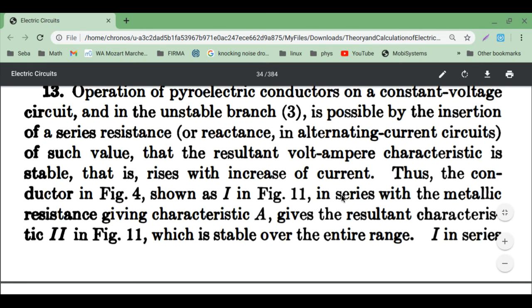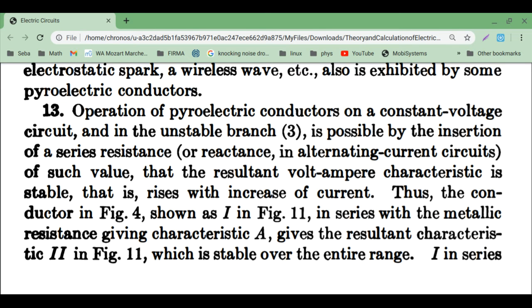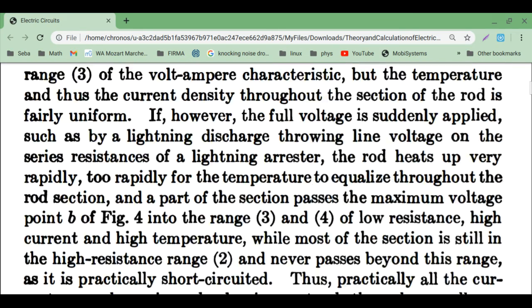The conductor in figure 4, shown as number 1 in figure 11, in series with the metallic resistance giving characteristic A gives the resultant characteristic 2.